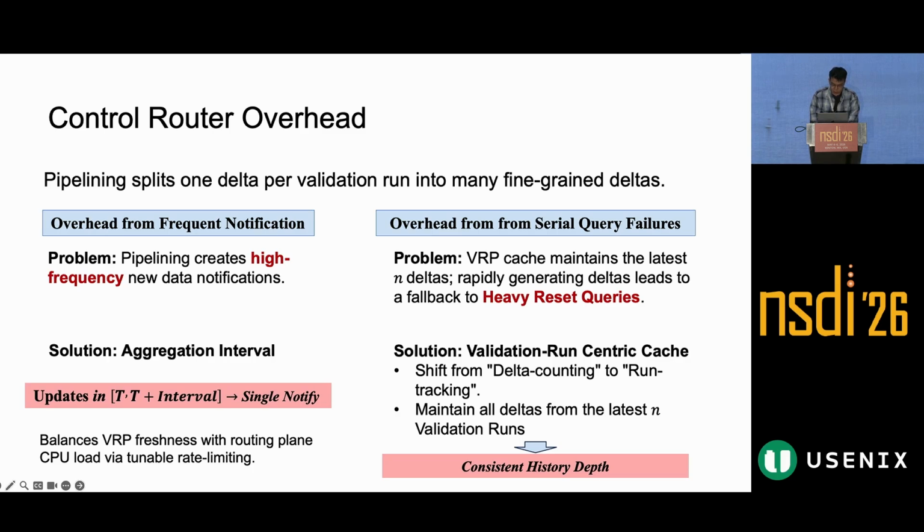The second part of overhead comes from serial query failures. The reason is the VRP cache maintains the latest N deltas, and rapidly generating deltas leads to a fallback to heavy reset queries. For this problem, we shift the cache retention policy from delta counting to run tracking, maintaining all deltas from the latest N validation runs. Rather than a fixed number of deltas, we guarantee a consistent history depth and avoid serial query failure.